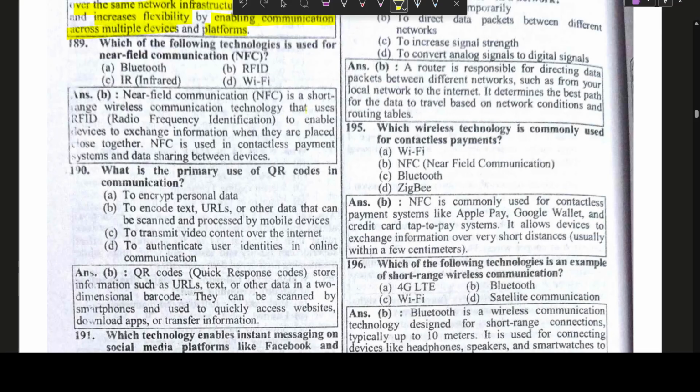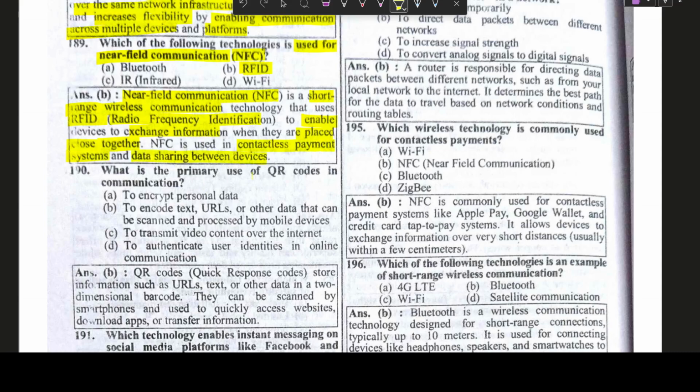So, which of the following technologies is used for near field communication, NFC? So, B, RFID, radio frequency identification. Near field communication, NFC, is a short range wireless communication technology that uses radio frequency identification to enable devices to exchange information when they are placed close together. NFC is used in contactless payment systems and data sharing between devices.